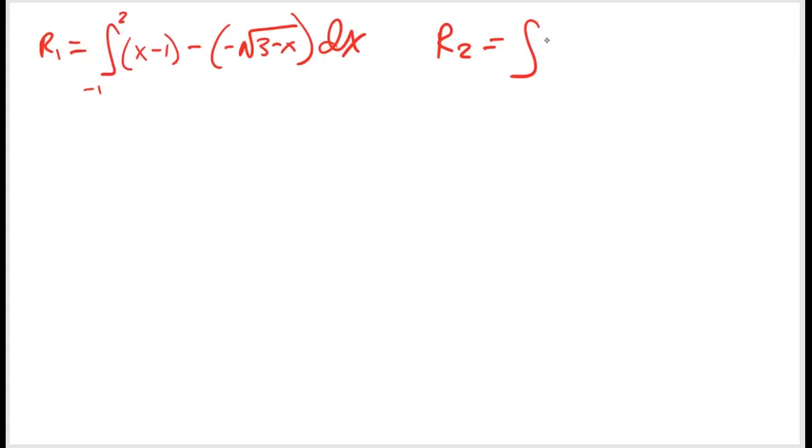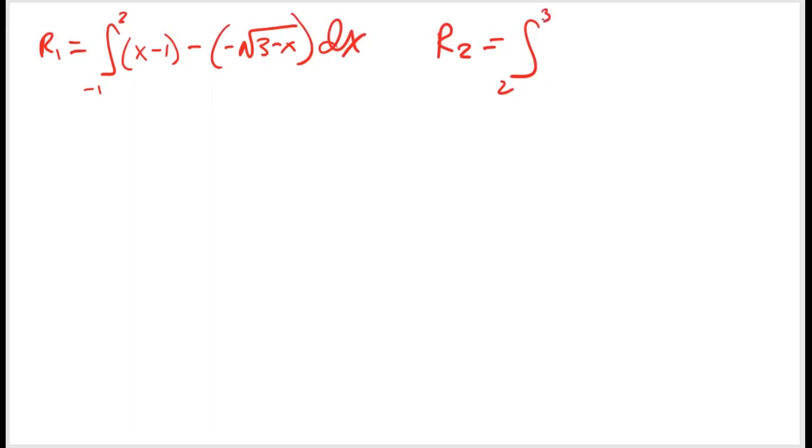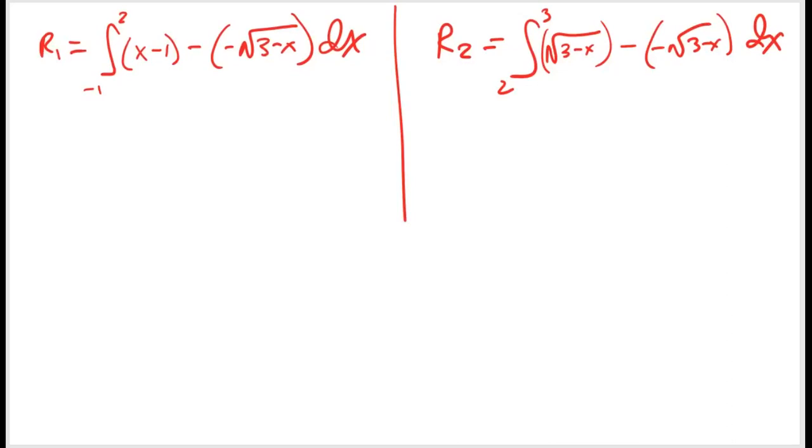So from 2 to 3, and this time it's going to be the positive square root of 3 minus x minus the negative square root of 3 minus x dx. And we have our two regions set up with their individual integrals. We can simplify these a little bit. This double negative becomes a positive.